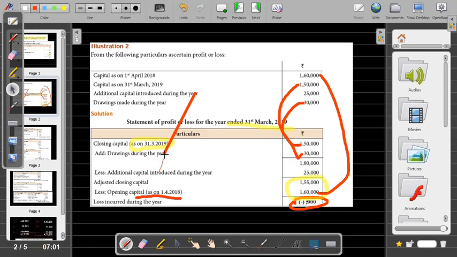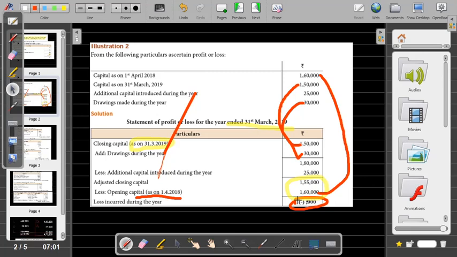Additional capital over here is given here. So less additional capital, that is 25,000, is subtracted here and you get the answer as 1,55,000. And next you go on to subtract the opening capital. Opening capital, that is what I told you, 1st March 2018. 18 is the opening capital, 19 is the closing capital.